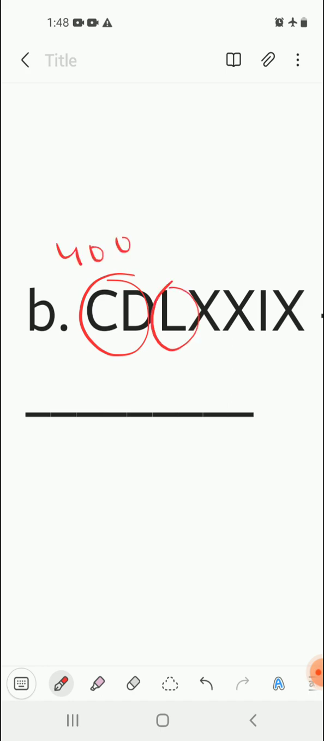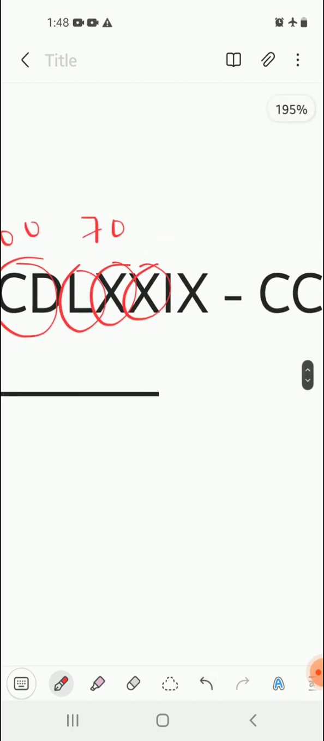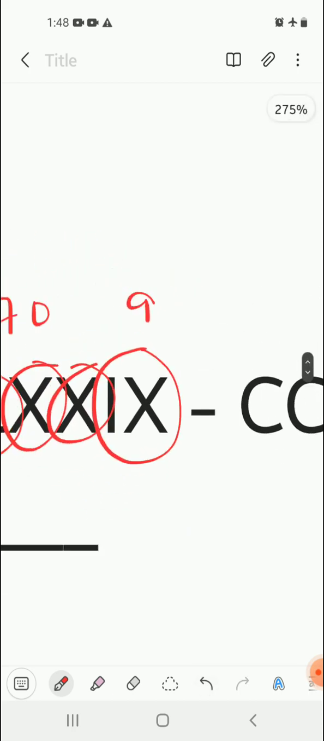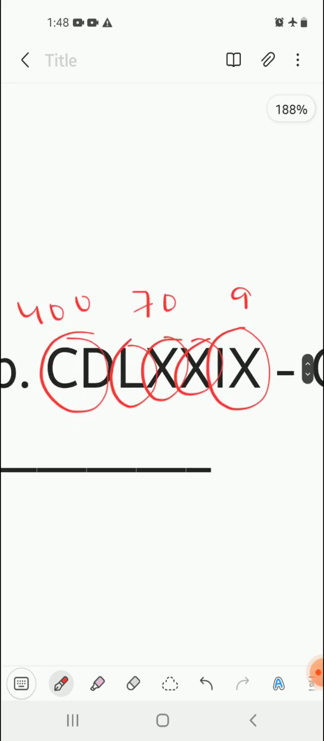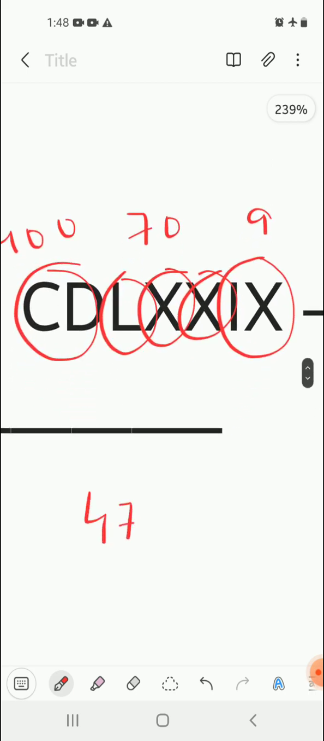LXX is 50 plus 10 plus 10, that is 70. And IX is 9. X is 10 and to the left of it we have got I, so it's 9. So we're going to write 9. Added, 479 is the first number.